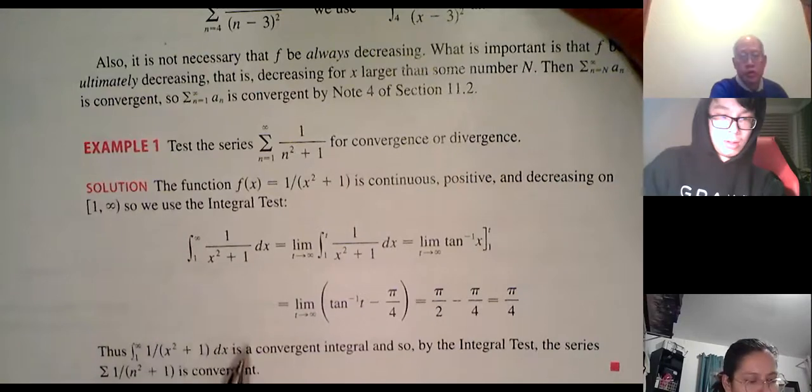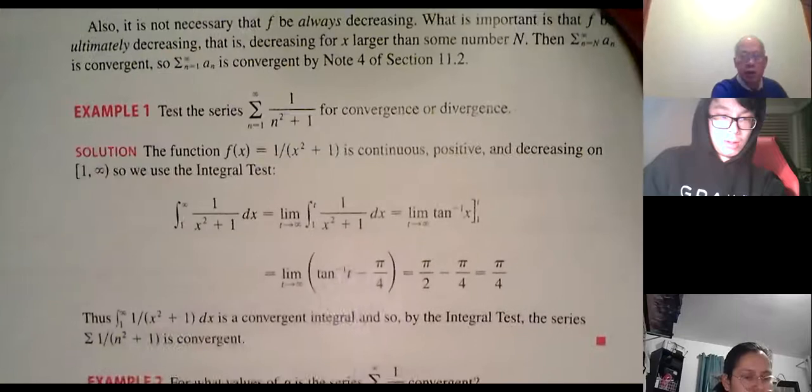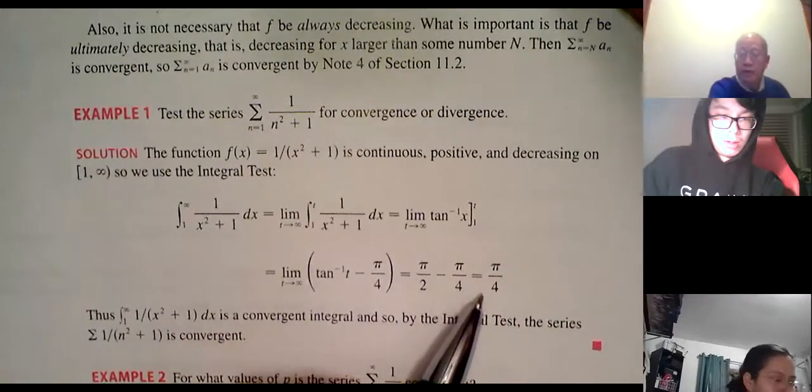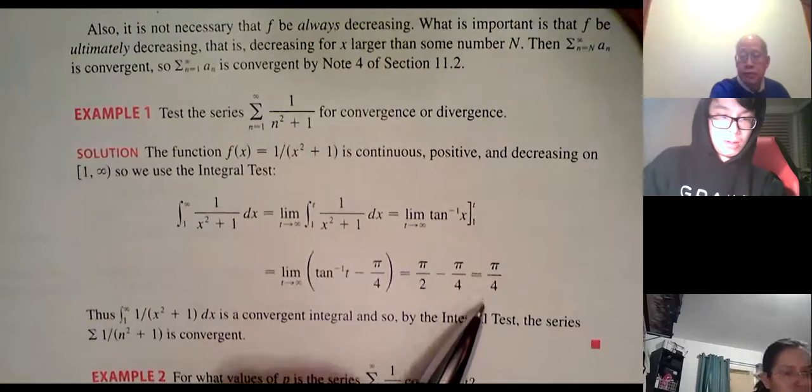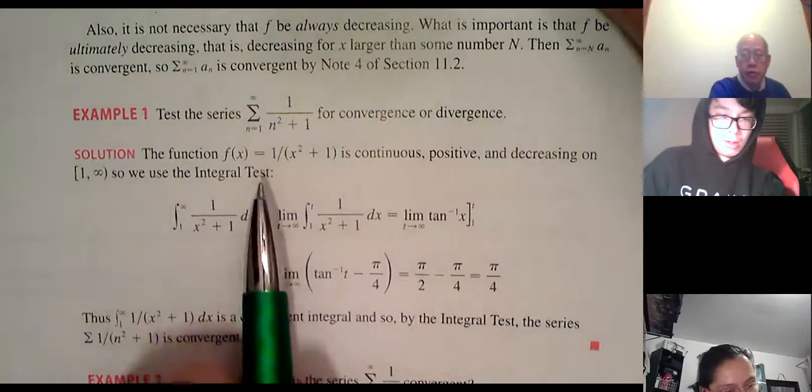Since the integral converges, the series also converges. Okay? We do have to be careful, though. We cannot say the series converges to pi over 4. In fact, we know that's not true. It's been shown not to be true. So we're just going to say it converges, period.